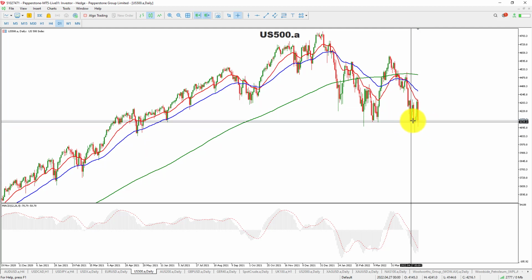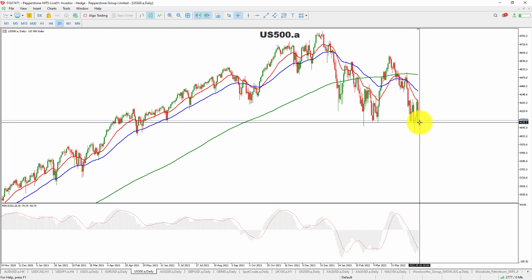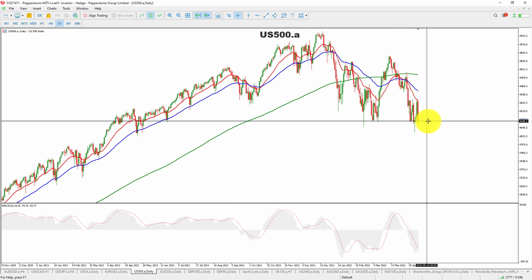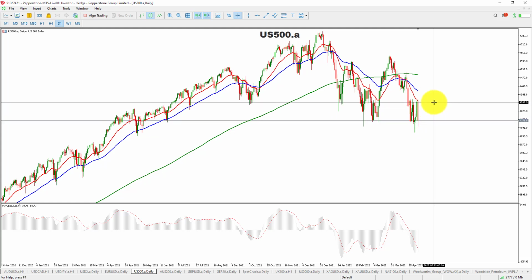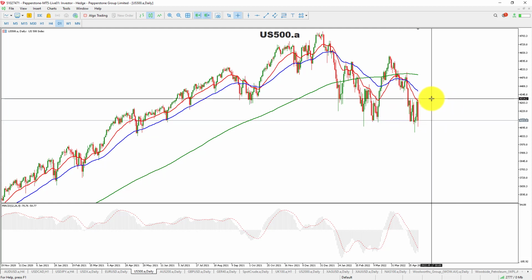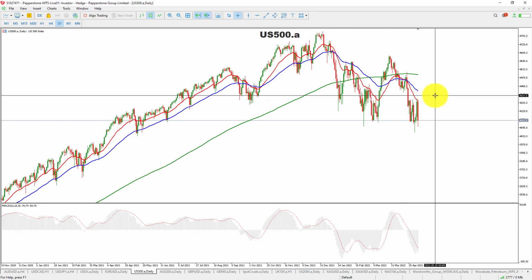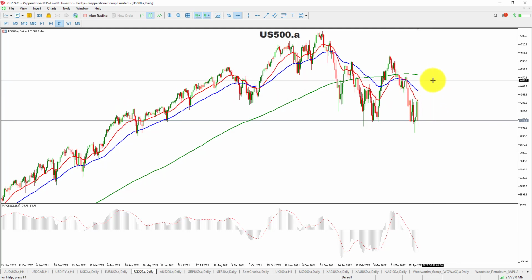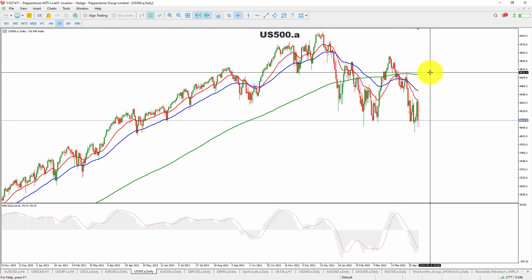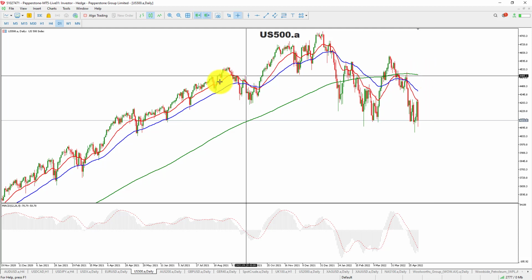It found support where it needed to find support. If it's going to survive this next onslaught of selling pressure, it needs to basically rebound from here and push up past the 20 moving average. If it does that and gets past the 20 moving average on the daily, then next week we start to look for long opportunities back up to the 4,500. But failing that, if it doesn't do this, the 4,500 is the level we're going for, the next reversal.